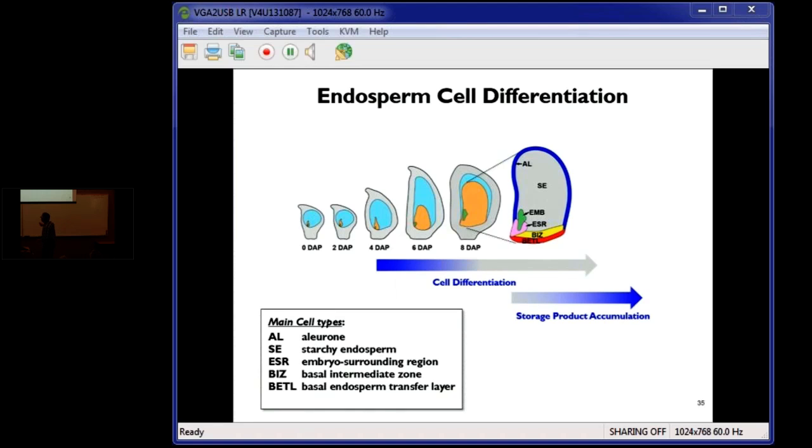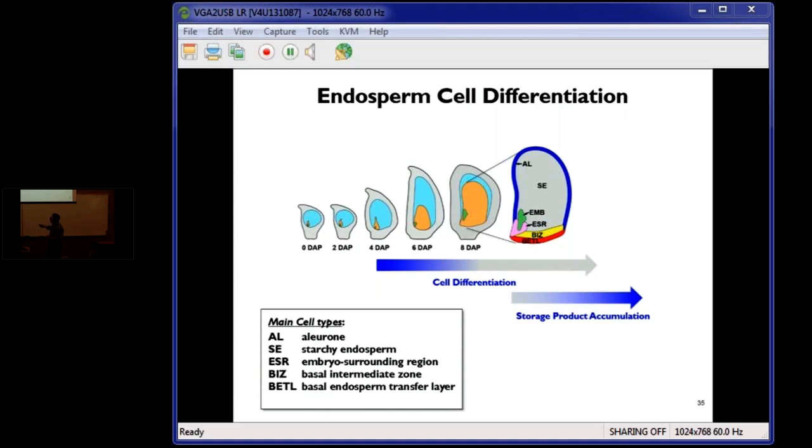So as early as 6 to 8 days after pollination, you already have an aleurone layer. The aleurone layer is the outer cell layer of the endosperm. It is the outer cell layer that ultimately is responsible for controlling the use of resources of the endosperm during germination by the embryo. There is a starchy endosperm, which is the bulk of the endosperm responsible for starch accumulation. Not very imaginative names. That's just the way they are. There is the embryo surrounding region, again, a region that surrounds the embryo. These are all specialized. They can be recognized based on cellular morphology to be different cell types.